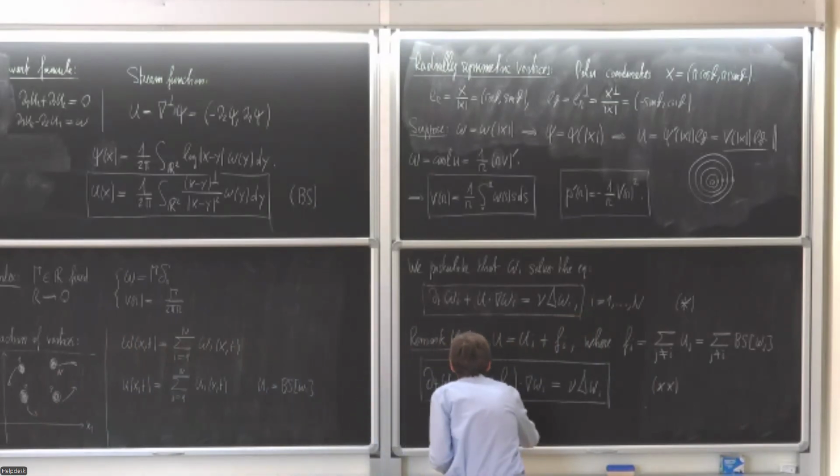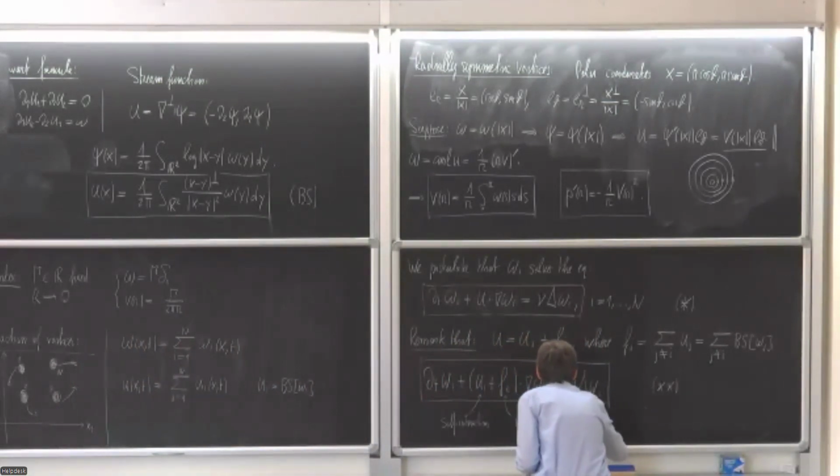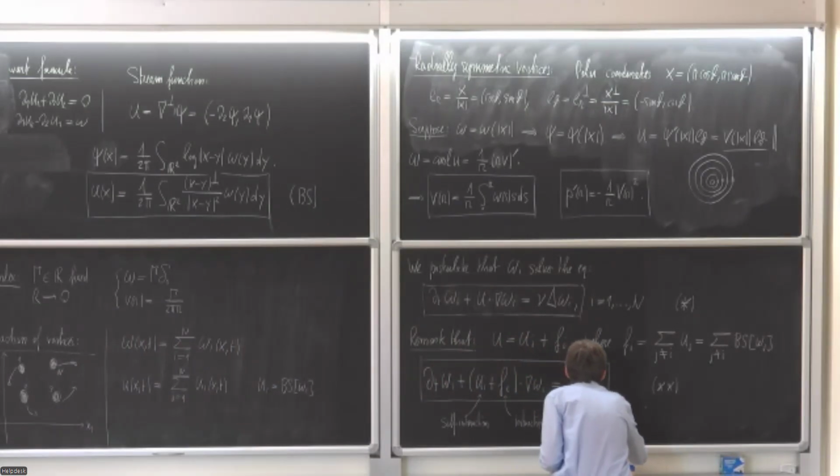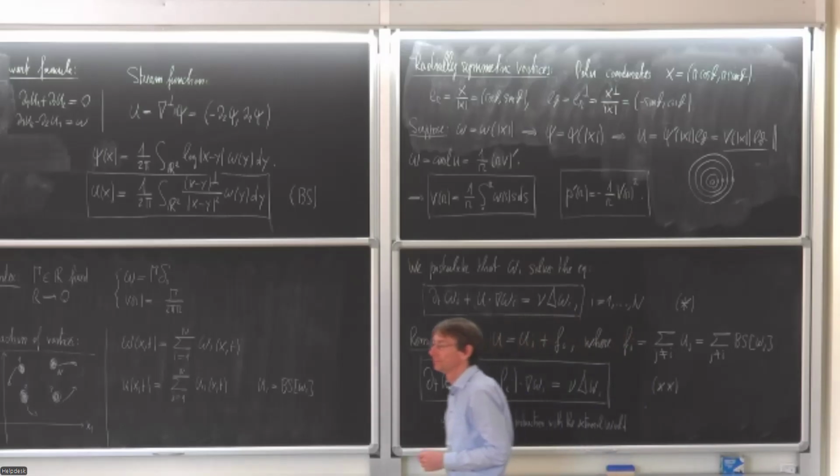So here, I have to distinguish between self-interaction and interaction with, say, the external world from the point of view of my vortex. This is the rest.